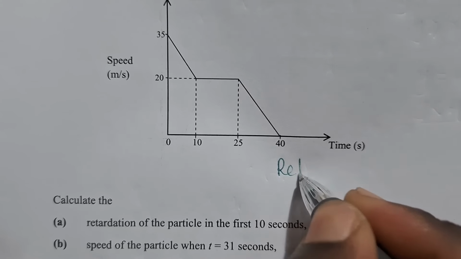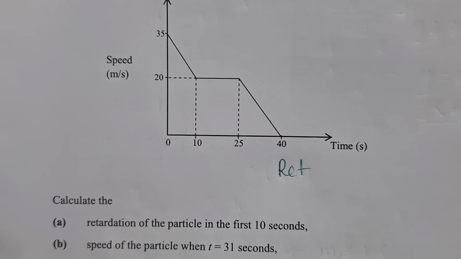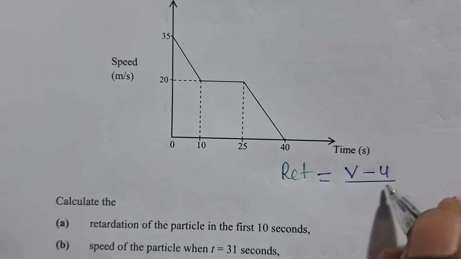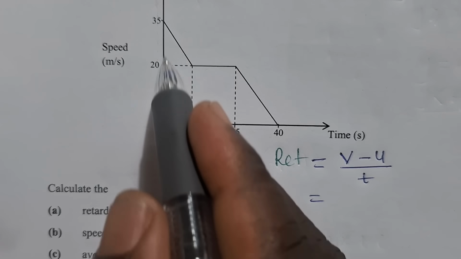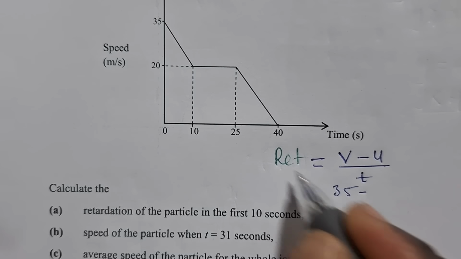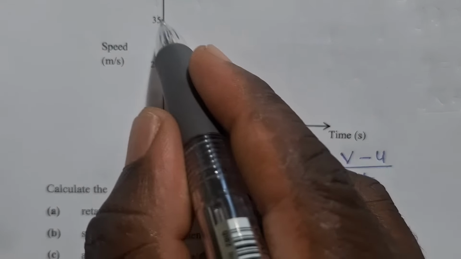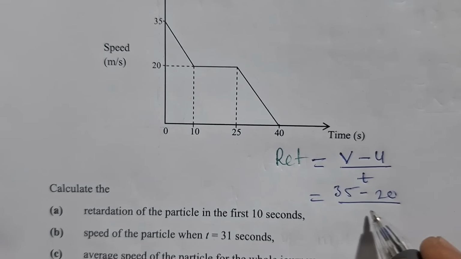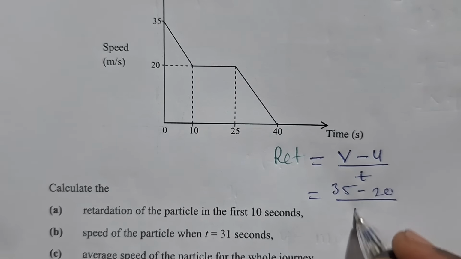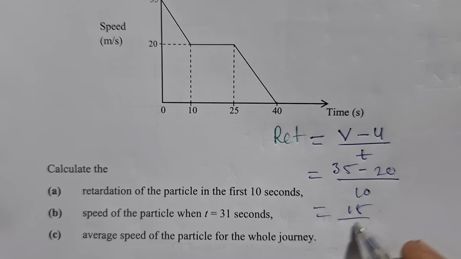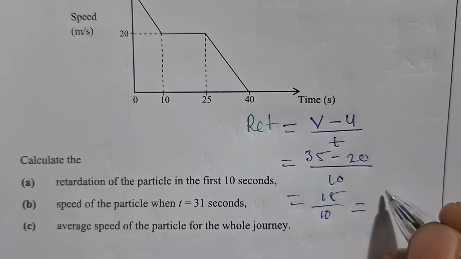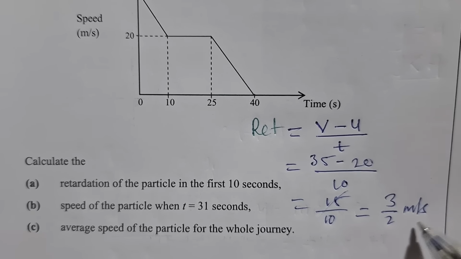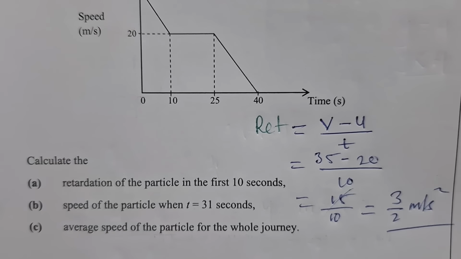So we're going to say retardation is equal to final velocity minus initial velocity over time. Our final velocity, we'll just get a 35. Then our initial will be a 20, the number which is right over here, over time between 0 and 10, it's a 10. So this is 15 over 10, which will just give us 3 over 2 meters per second squared. So this is the retardation.